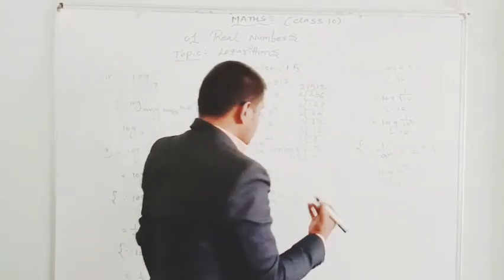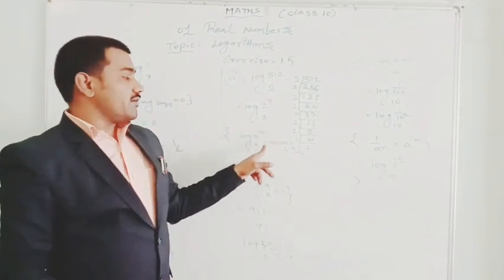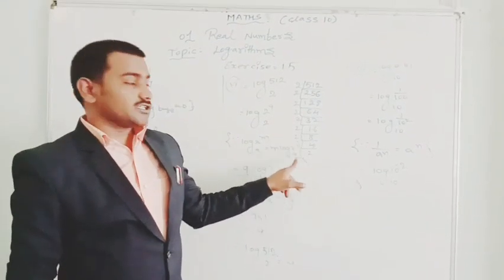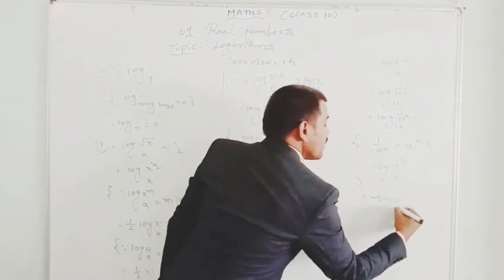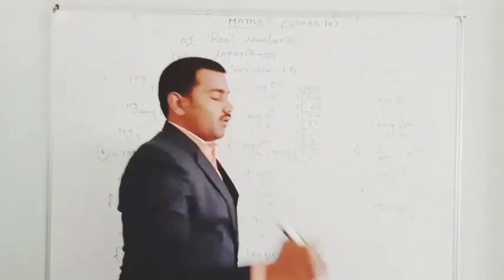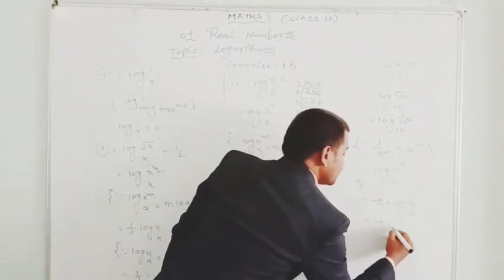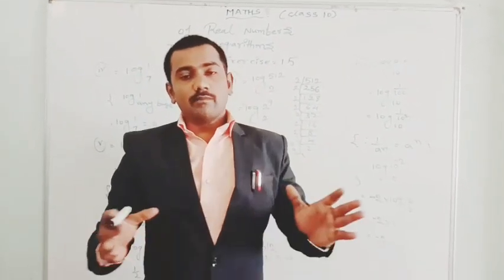Okay, here we use the formula again, log x to the power of m base a equals m log x base a. That equals minus 2 into log 10 base 10. Log 10 base 10 equals 1. So minus 2 into 1, that equals minus 2. And therefore the answer is minus 2.